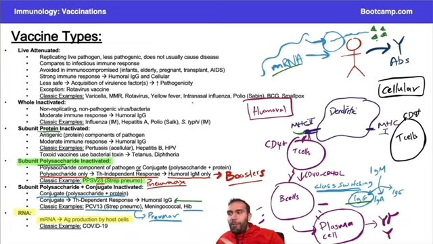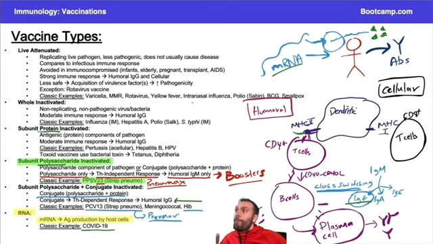I know it's kind of confusing, but again, this is not super high yield at the time of this recording, although I do think it will start to become asked about a bit more frequently, as this is certainly a global phenomenon right now. And again, the classic example for this would be the SARS-CoV-2 virus or COVID-19.